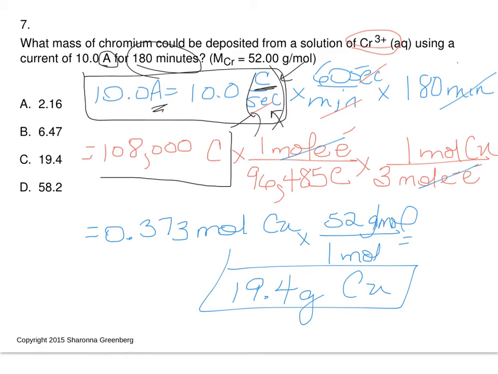180 minutes was given, so I knew I needed to convert seconds into minutes. And so when I did that, I ended up with an intermediate value of 108,000 coulombs. And then, of course, Faraday's constant, capital F. But anyway, take a look at this. You do need to be able to do these. It will very likely be one of your free response questions.